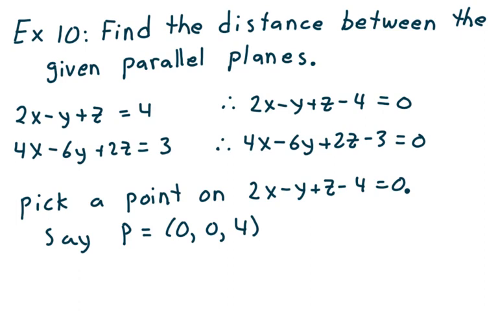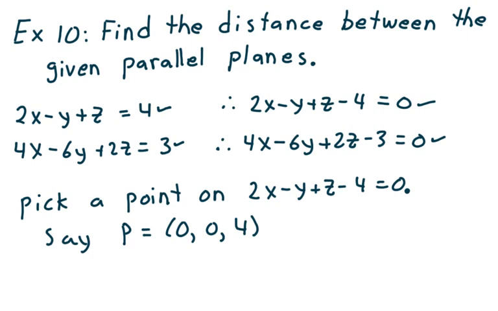Okay. Now, with that said, we're finding the distance between the given parallel planes. Now, the first plane is 2x minus y plus z equals 4. Right away, I want to set this plane equal to 0. And when I do, I get 2x minus y plus z minus 4 equals 0. And then the other plane is 4x minus 6y plus 2z equals 3. Again, that plane is not set to 0. So over here, I set it to 0. So I have 4x minus 6y plus 2z minus 3 equals 0.